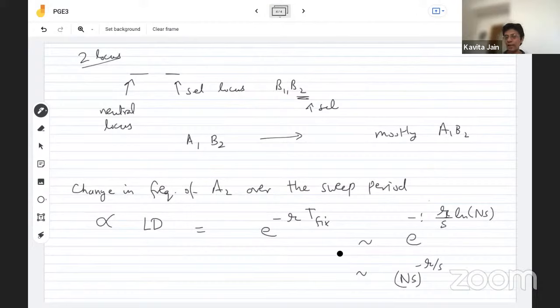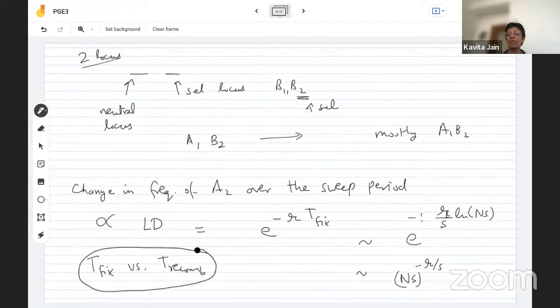One is the fixation time versus the recombination time. These are the two time scales. If the time to recombination is long, that means things remain associated longer compared to T fix, then there would be a large change in the neutral diversity, otherwise not. So this argument is founded on the competition between these two time scales.